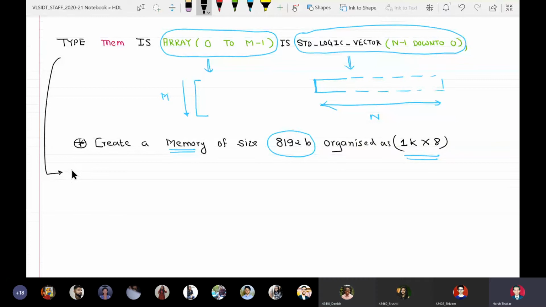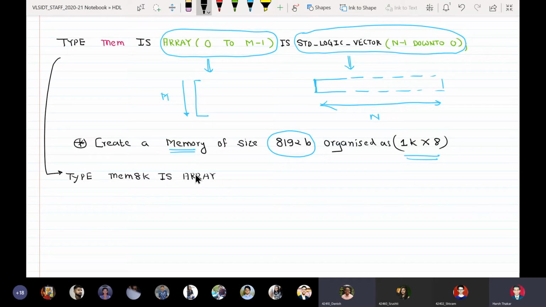See, the syntax is in front of you: type mem is array 0 to m minus 1 of standard_logic_vector n minus 1 down to 0. Using this syntax as a reference, you are supposed to create a memory organized as 1k by 8. So m is 1k and n is 8. Tell me right from type. Okay, type mem. We will give it a name, mem8k, is. Now tell me, array.